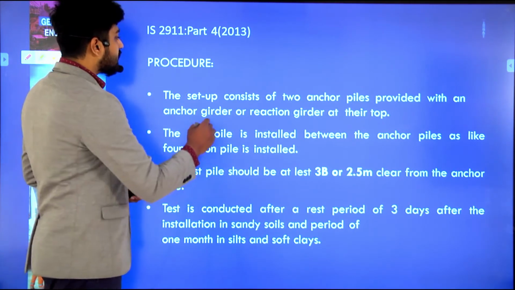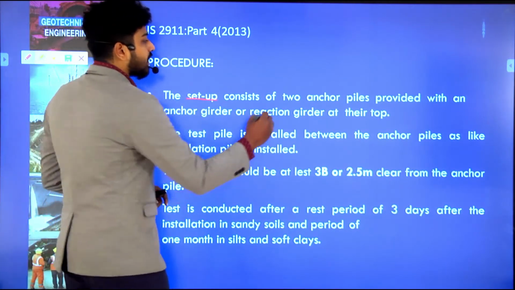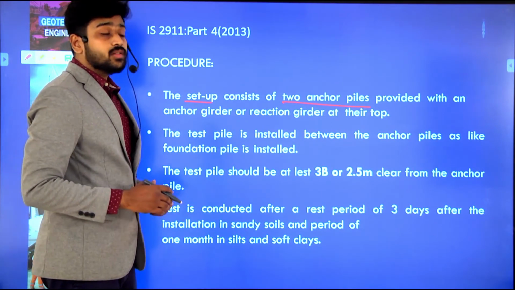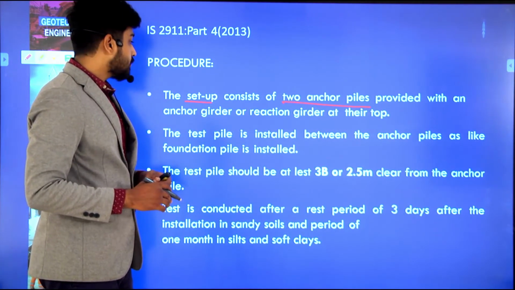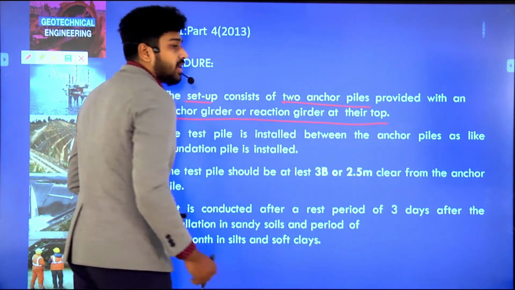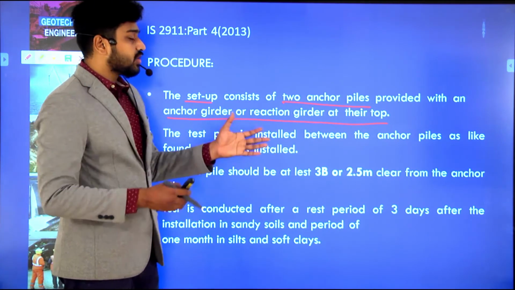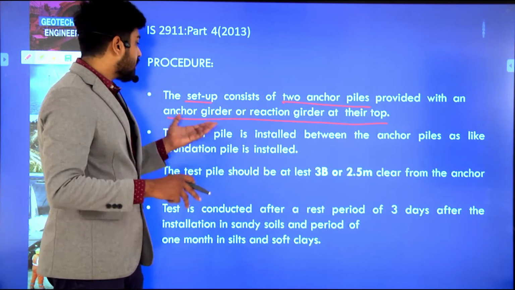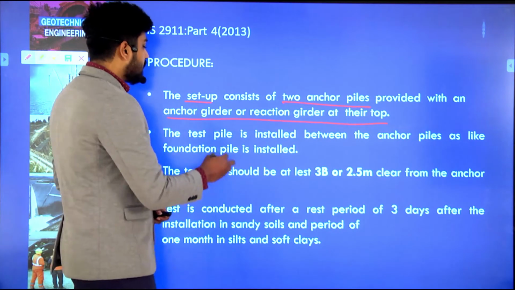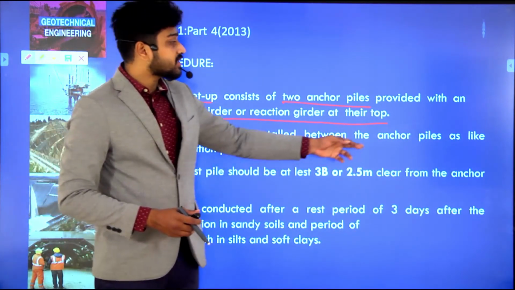So here the initial setup consists of two anchored piles, which is provided with the anchor girder or the reaction girder on the top of the arrangement. For the two anchor piles, an anchor girder or reaction girder is placed initially, and then the test pile is installed between these anchor piles.